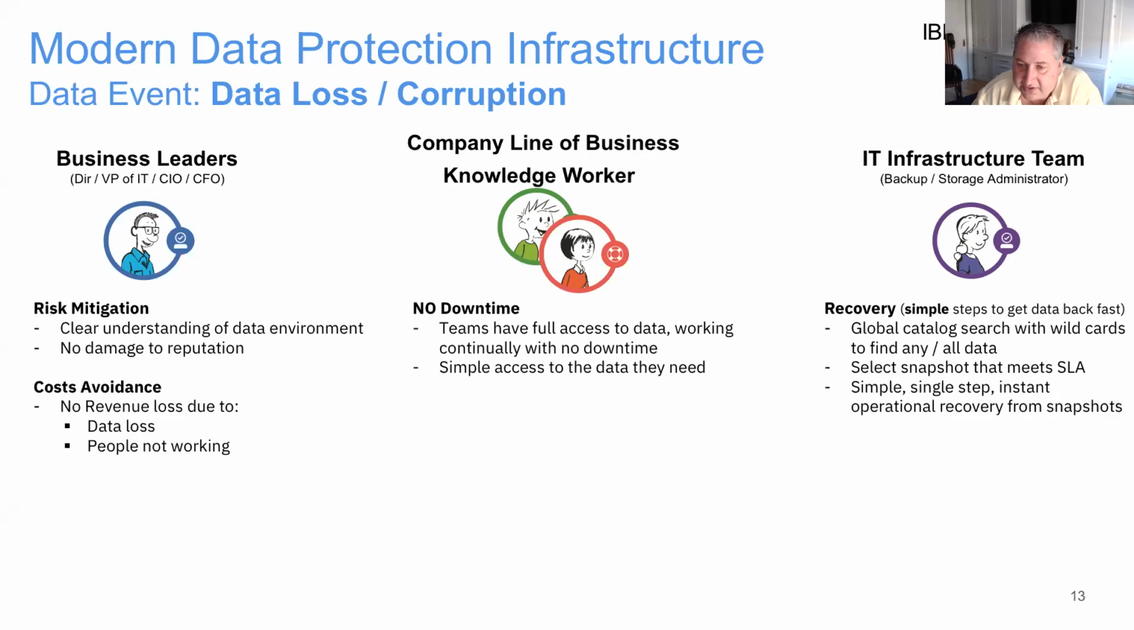Same thing at the knowledge worker and line of business side. They have access to all the data that they need. And from an IT infrastructure standpoint, recovering via snapshot, either themselves or putting it in the hands of the knowledge worker or the line of business, can be simple and easy. Single step, push a button, push a couple buttons, and you're off and working. That gives them time to keep the business running and focus on what might have happened to stop it and make sure it doesn't happen again.